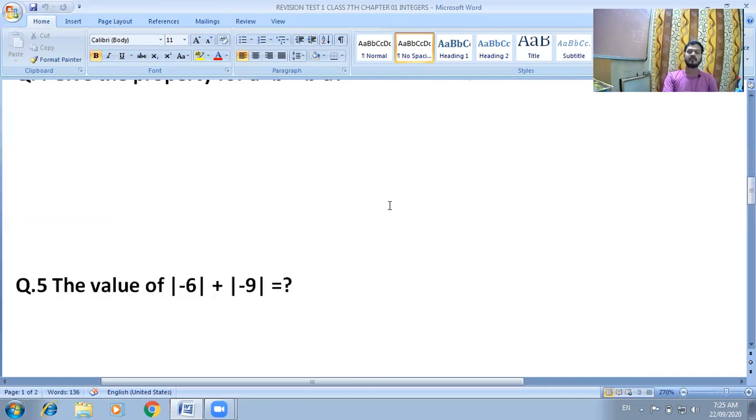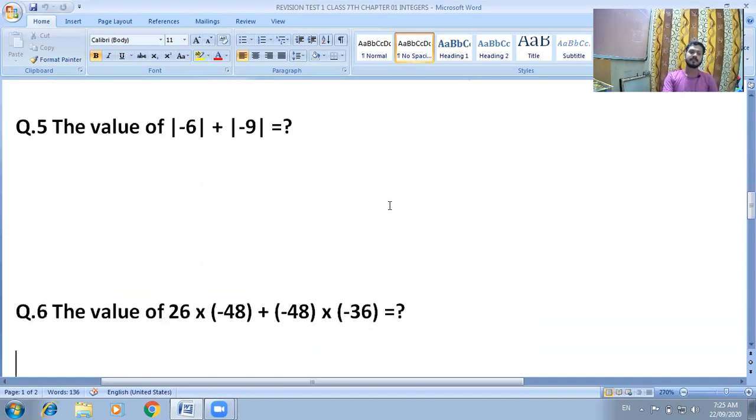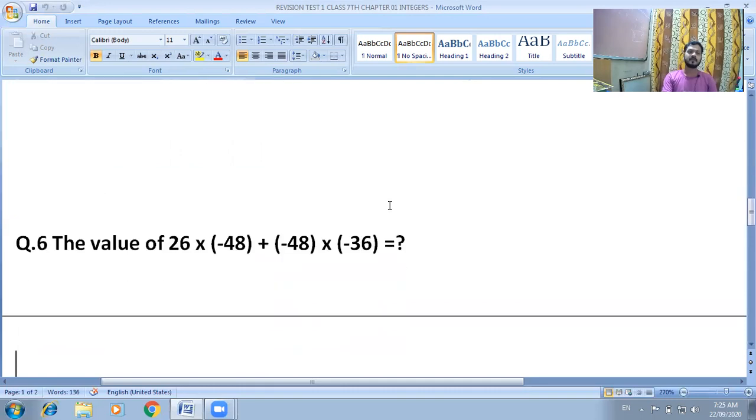The value of mod minus 6 plus mod minus 9 is equal to? Okay, it is a very easy question and directly from your book. The value of 26 into minus 48 into minus 36. The value of minus 26 into minus 48 plus minus 48 into minus 36.